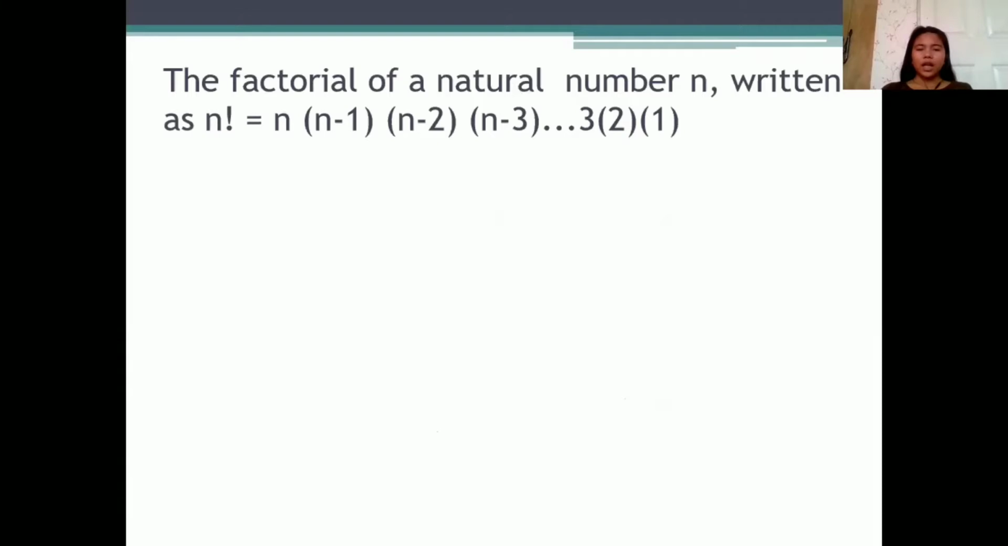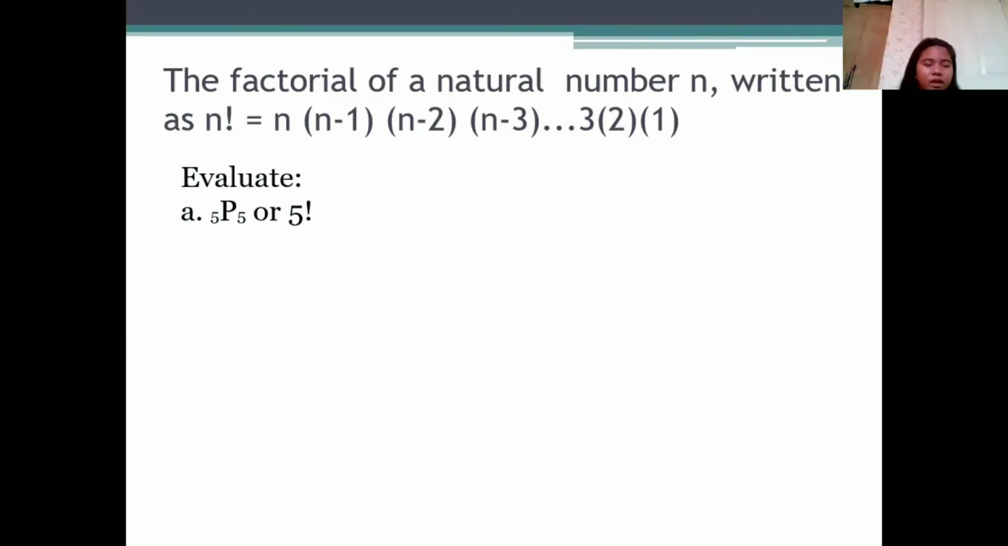So the factorial of a natural number n, written as n factorial, or the permutation of a natural number taken all at a time, is written as n factorial, or n times n minus 1 times n minus 2 times n minus 3, and so on.